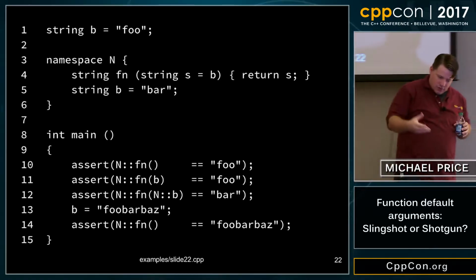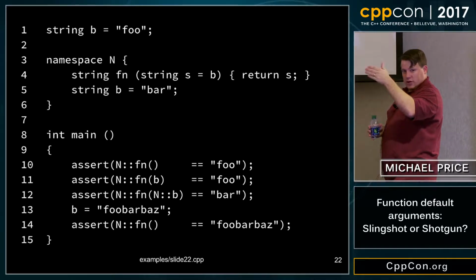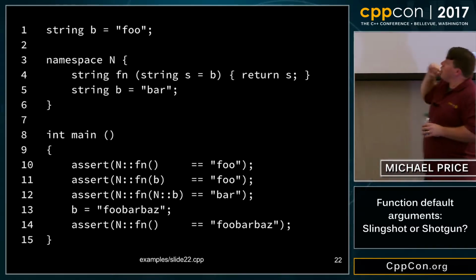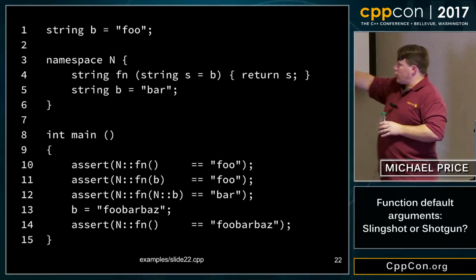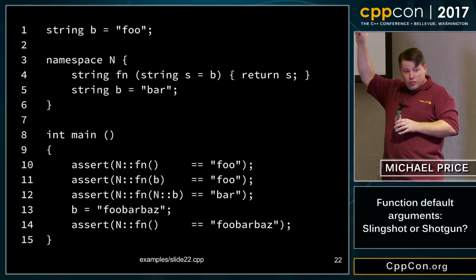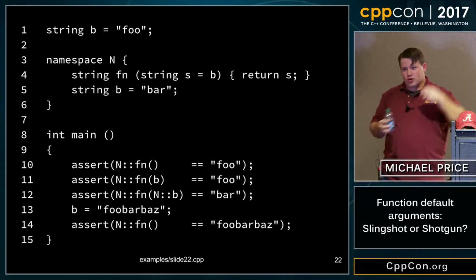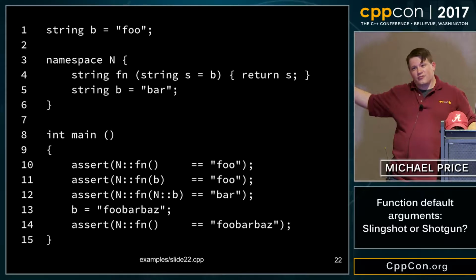So here's a little bit of a trick though. Like I said, it's bound at the time when it sees the declaration, but it's not evaluated until you use it. So now on line 13, I changed the value of the global b to foo_bar_baz. Now when I call the function with no arguments, it's going to get the global b, which is now foo_bar_baz. Okay? So you have to be careful about what it's picking, right? You could get unexpected results. Or you could get expected results if you know what it's doing.